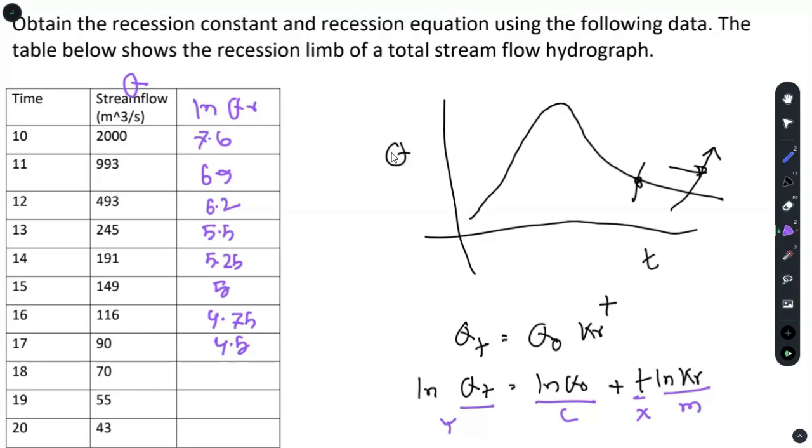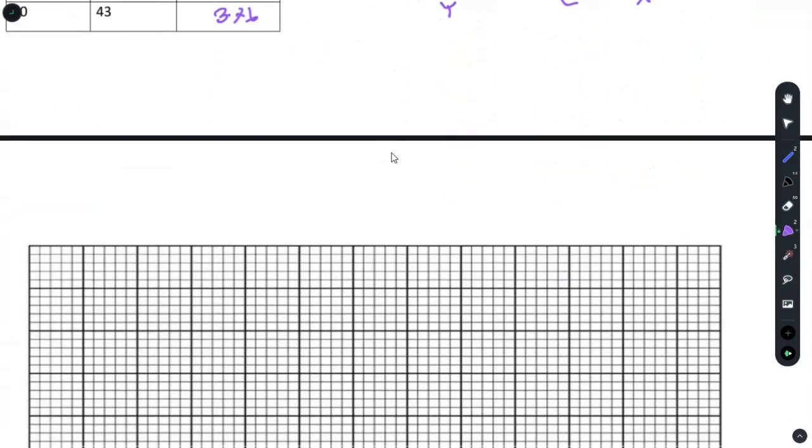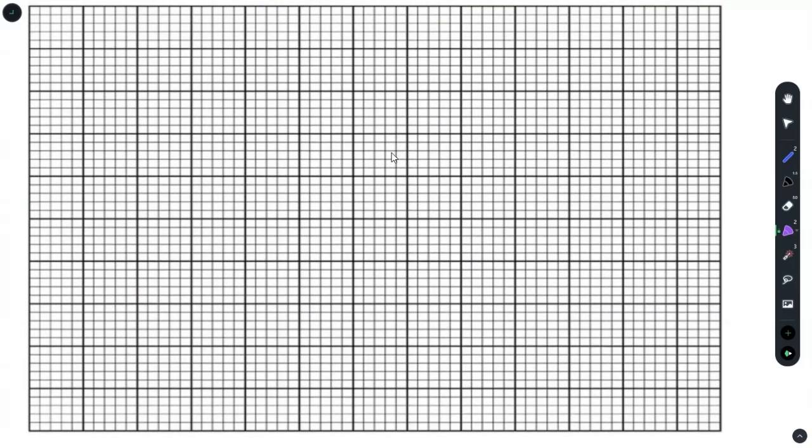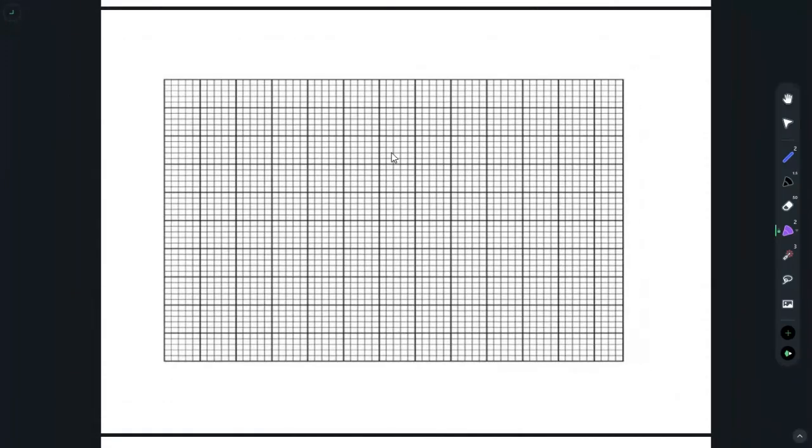These are some manipulated data. If you plot them on paper, it will not deflect much. Now we have a graph paper over here. We'll draw here. Let's say this is your point. Let's say this is your origin.